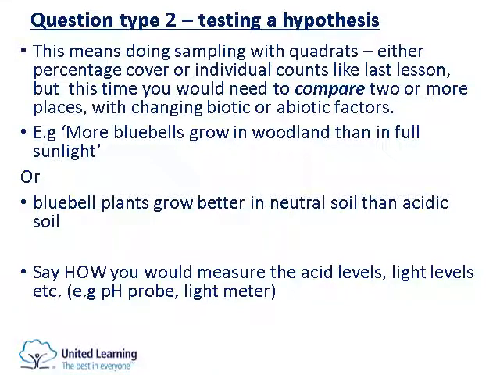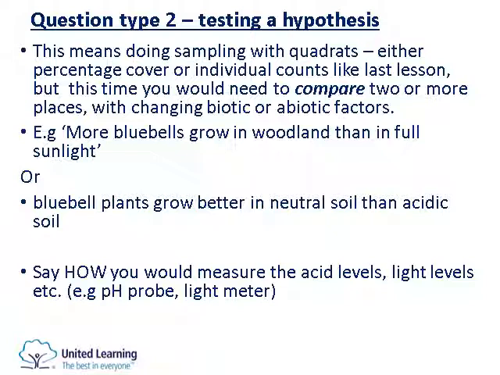You could also talk about another abiotic factor being the pH of the soil. You can say bluebell plants grow better in neutral soil than acidic soil. So the difference is you need to be able to say how you're going to measure the biotic or abiotic factor. For example, if we're talking about pH, I'd say how I would measure that, and I'd say I'd use a pH probe in the soil.